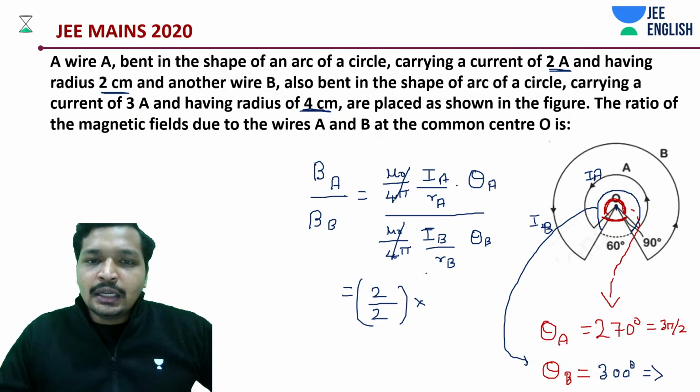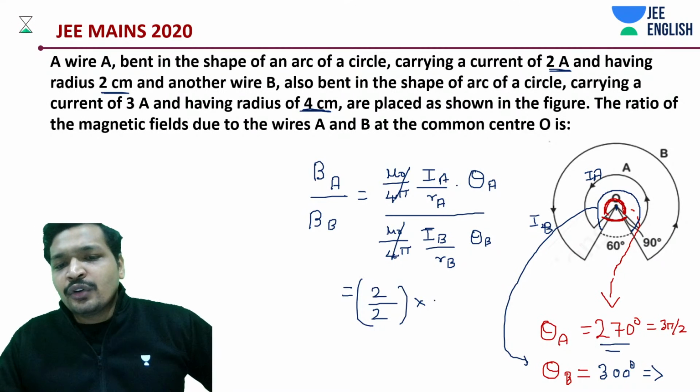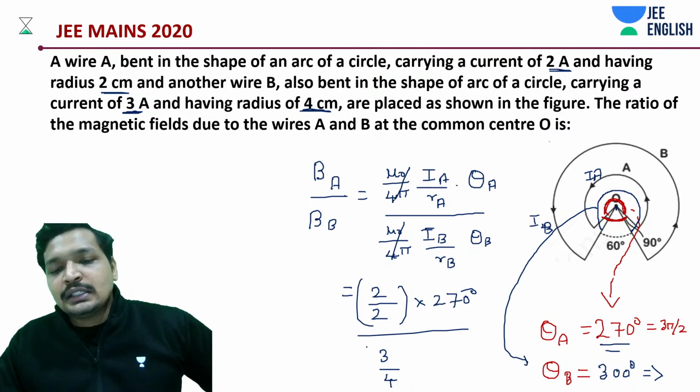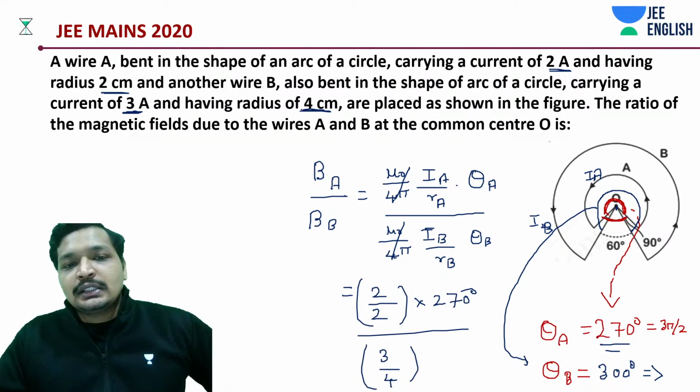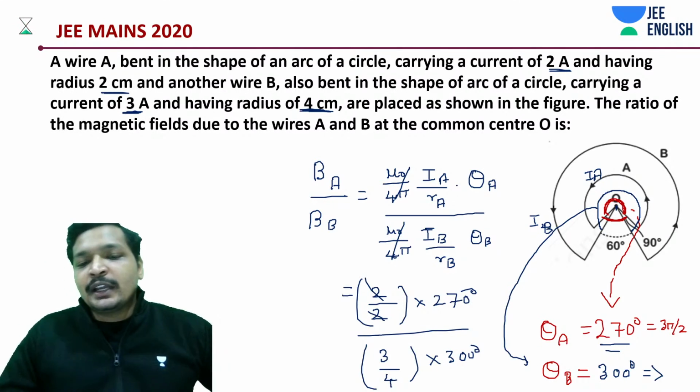IA by RA into theta A. I'm just keeping it as 270 degrees for now. You know the rest of the calculations now, so I need not explain this. So this is going to be on the denominator how much? We have 3 amperes current in the loop and 4 centimeter radius, right? Radius is 4 centimeter and we have 300. So you'll be getting this as 6 by 5.